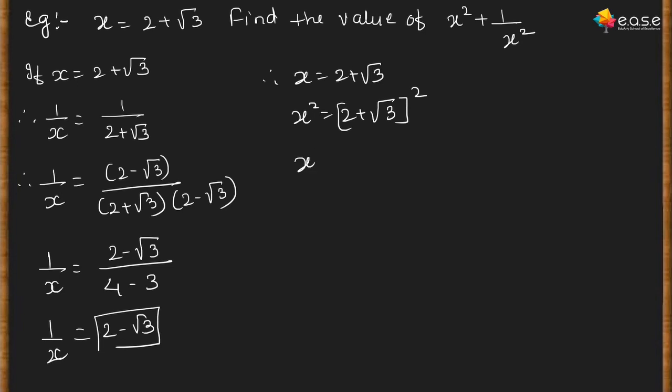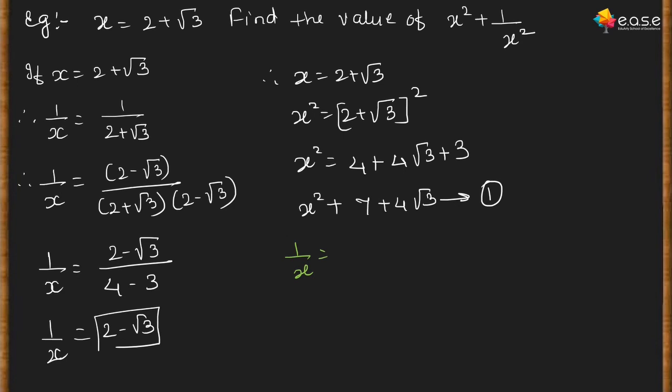So then x square is going to be 2 2s are 4, plus 2 2s are 4 root 3, plus root 3 square is 3. So x square is equal to 4 plus 3, 7 plus 4 root 3. Let us keep this as one statement. Okay, now let's write the next one. Then 1 by x is equal to... one second, I'll see if I can write it here. So let us say this is your one statement, and this other one I'll write down.